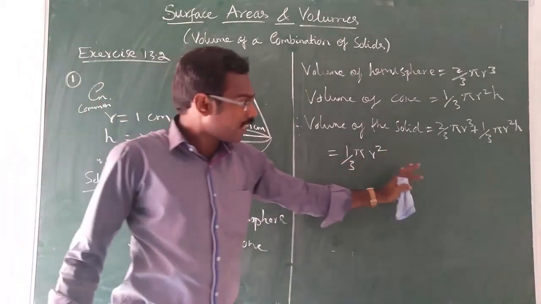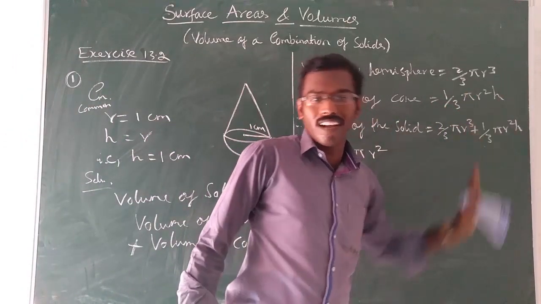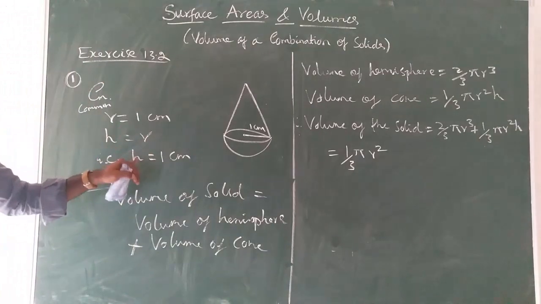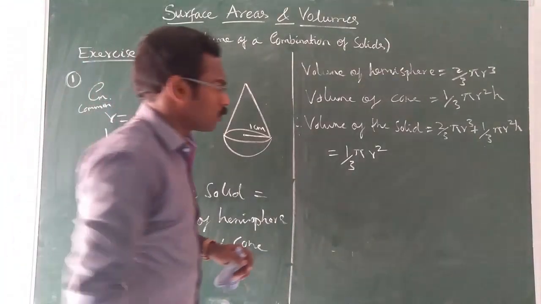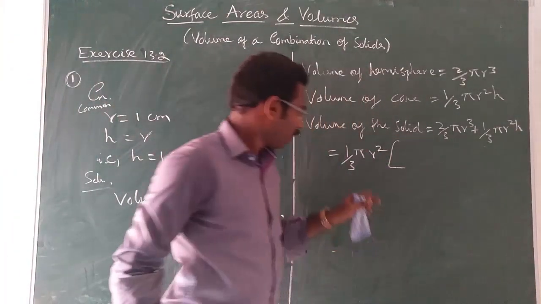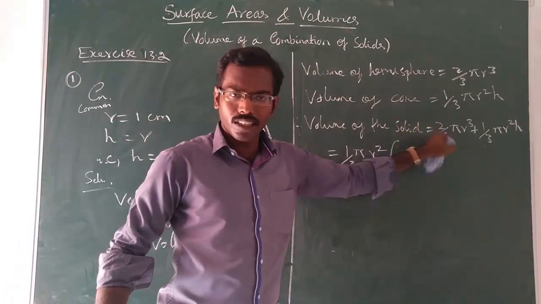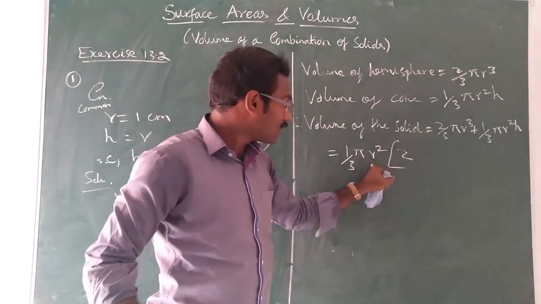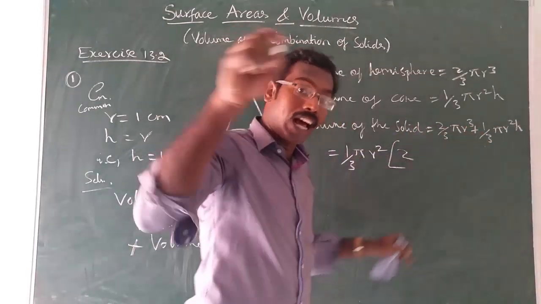If you find it difficult, you can directly apply the values. Understood or not? No problem. Because the values are 1 only now, so it won't be a big issue. Now, what is remaining? Here 1 by 3, here 2 by 3. So 2 is remaining. Then pi. Here r square, here r cube. So 1 r is remaining.